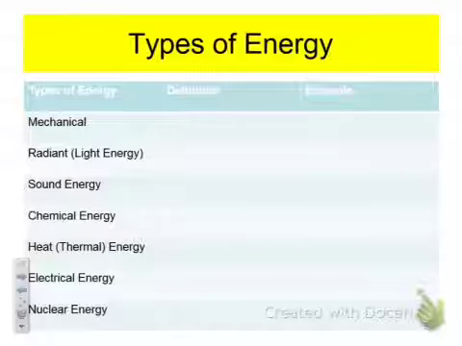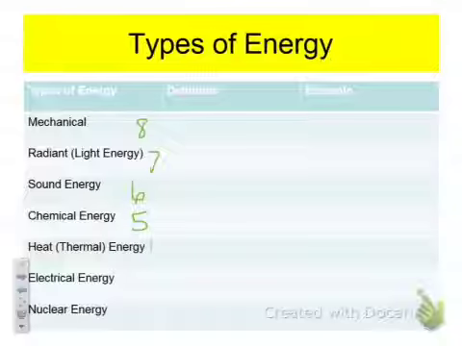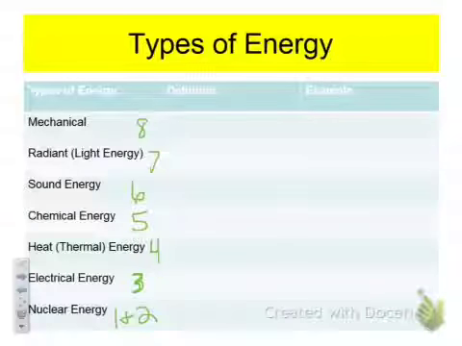Okay, so table 7, I'm going to give you radiant energy. Table 8, I'm going to give you mechanical. Table 6, you've got sound. 5, you've got chemical. Heat is table 4. Electrical energy to table 3. And table 1 and 2, you both have nuclear energy. So I'm giving you 2 minutes. It's 2:05 right now. We'll come back in 2 minutes and share your results. Okay?